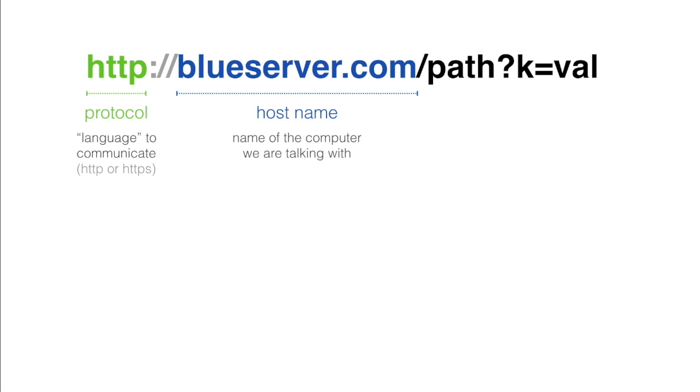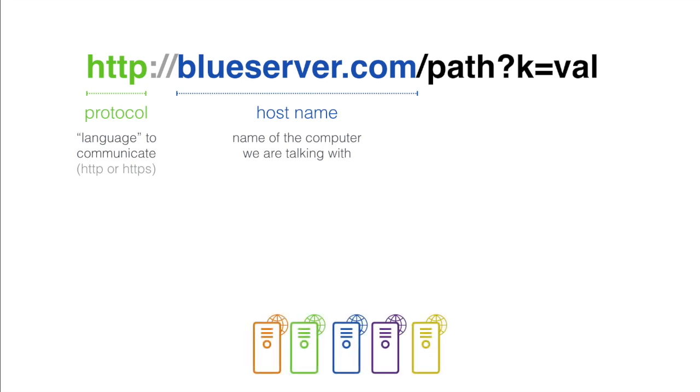When we see an address while browsing the web, it typically looks something like this. And there are a few components to this address. There's the protocol, which is the language that we use to communicate, and we're going to always use either HTTP or HTTPS, which is the encrypted version of HTTP, for the protocol. Then we have :// and the host name, which is the name of the computer that we're communicating with.